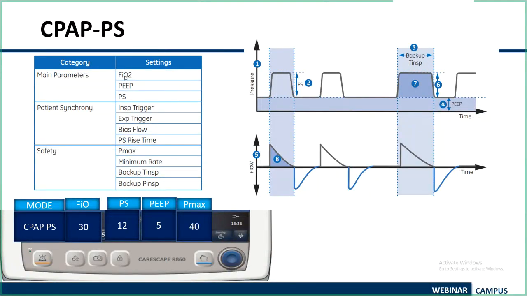And you can adjust the expiratory trigger sensitivity, and depending on the expiratory trigger, you can have an adjustment on the IE ratio. The safety features in this mode are, you can adjust the maximum pressure and the minimum rate. So when the patient goes below the minimum rate, it will move on to the backup mode. The backup inspiratory time and backup pressure support can also be set.